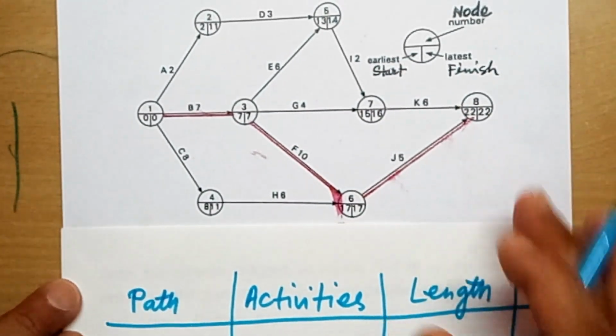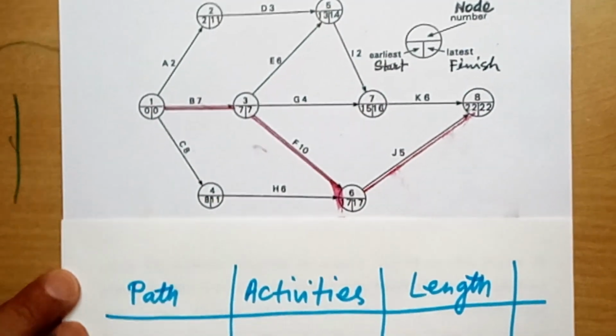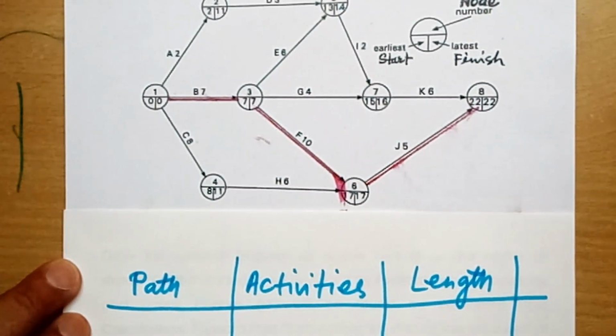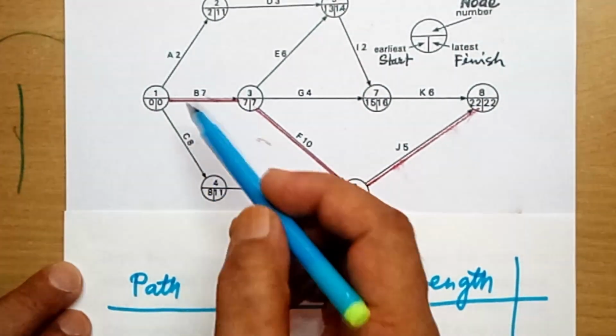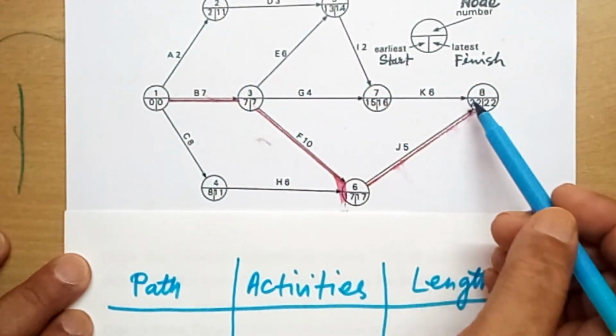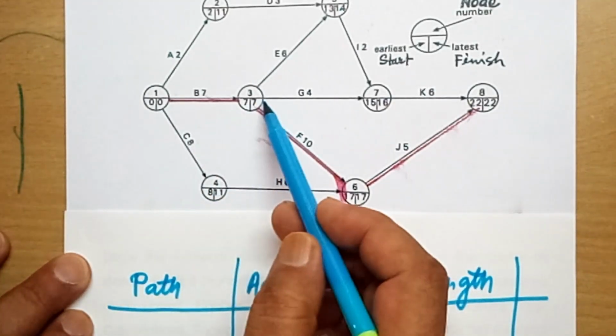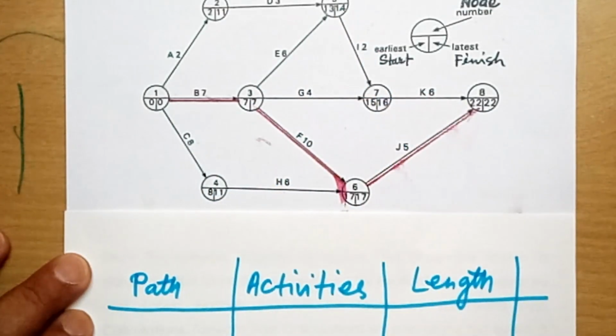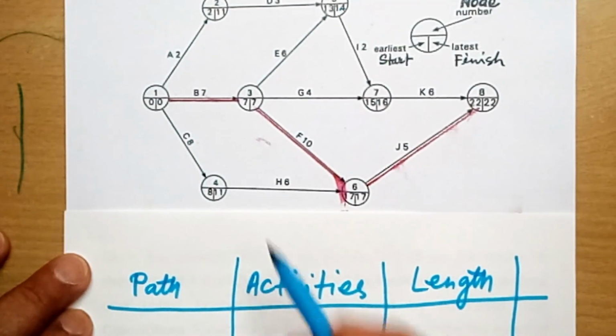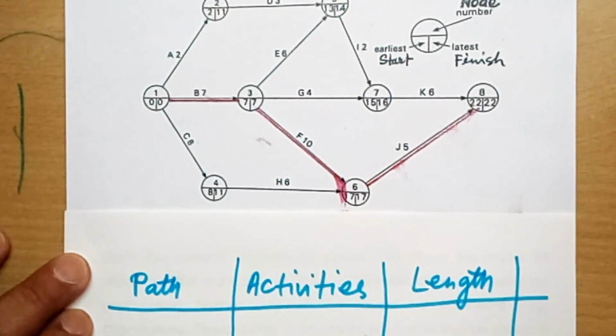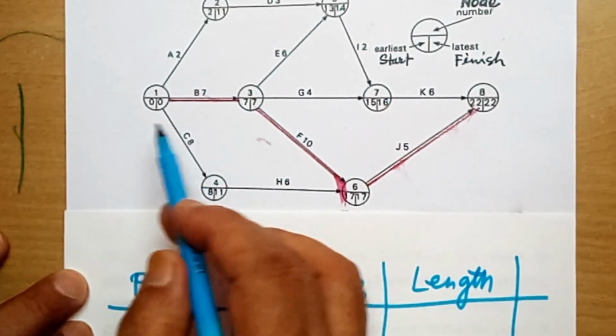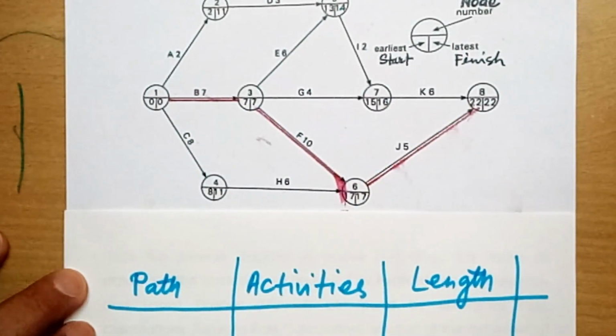Now the second path. This was 1, 2, 5, 7, 8. Now you have 1, 3, 5, 7, 8. Clear? This is the second path. The next one, obviously, is 1, 3, 7, 8. So the third path is 1, 3, 7, 8.